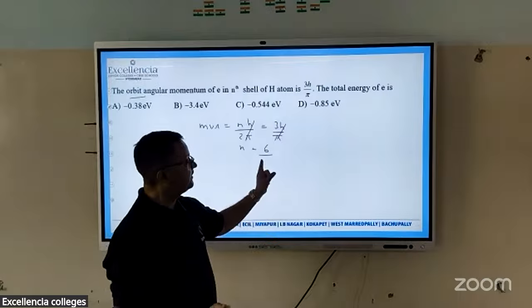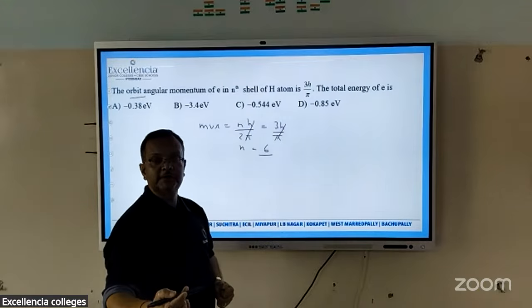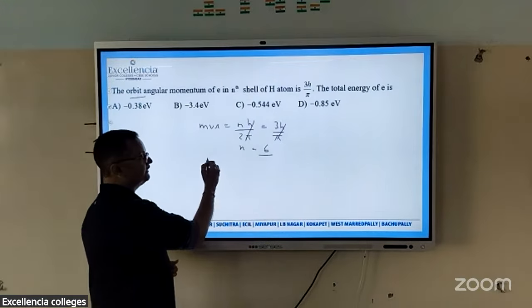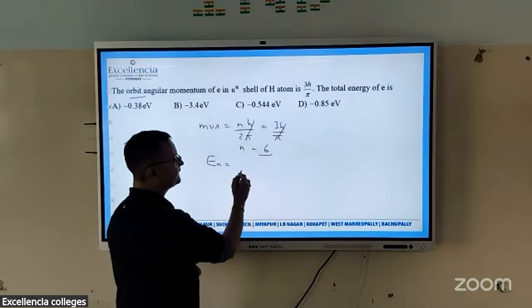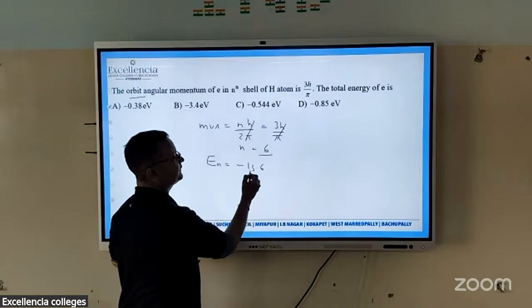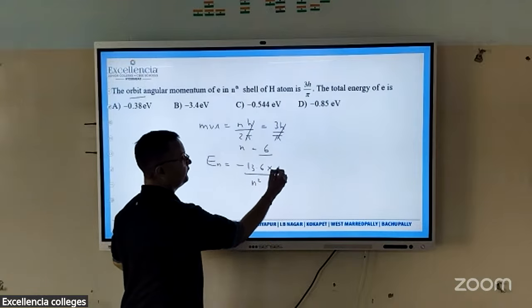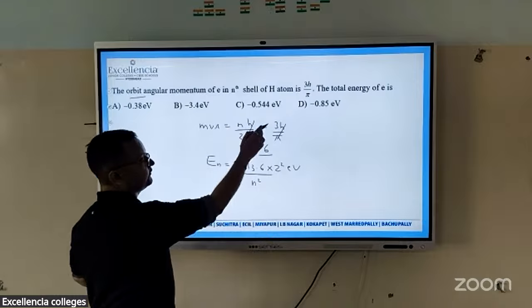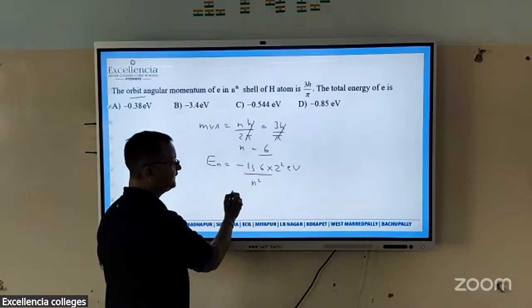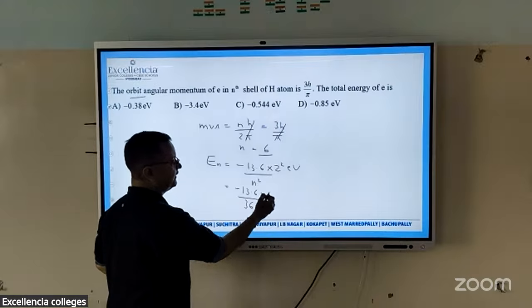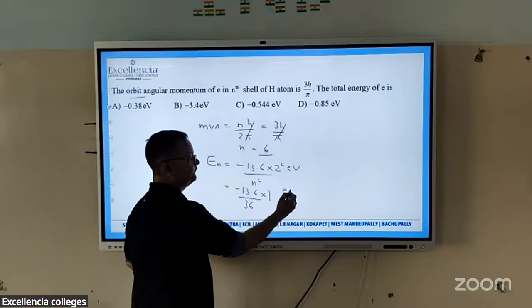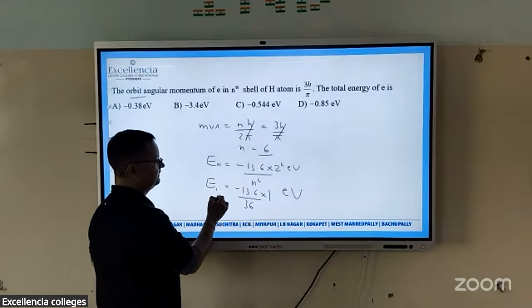So tell me, if you know the orbit number, how do you find the total energy of the electron? You apply the relation directly. Total energy is given by minus 13.6 by n squared into z squared electron volt, and we need it in electron volts. So we can put in the values, minus 13.6 by 36, and z is 1. This is the value, correct?